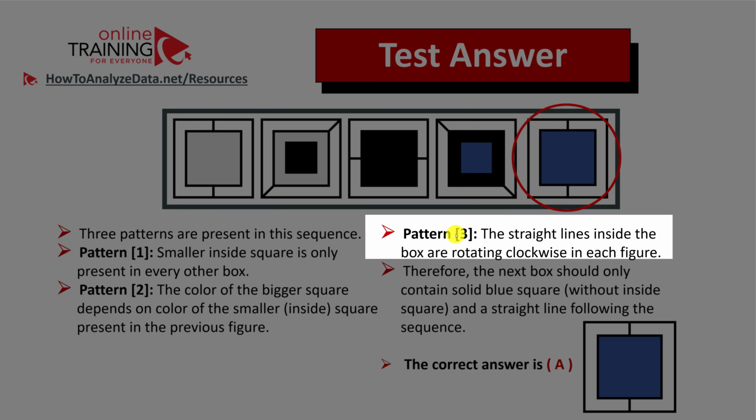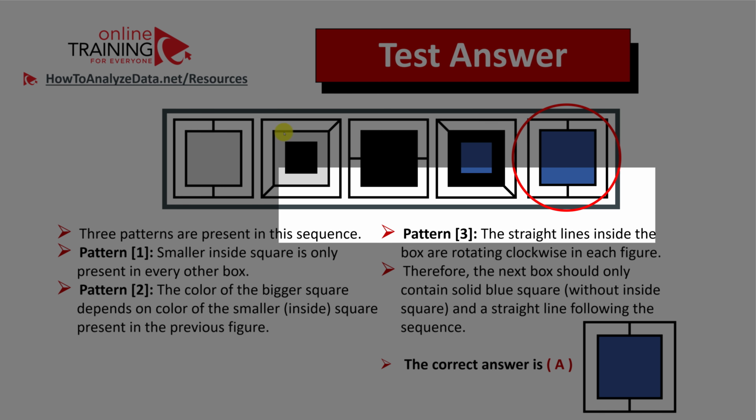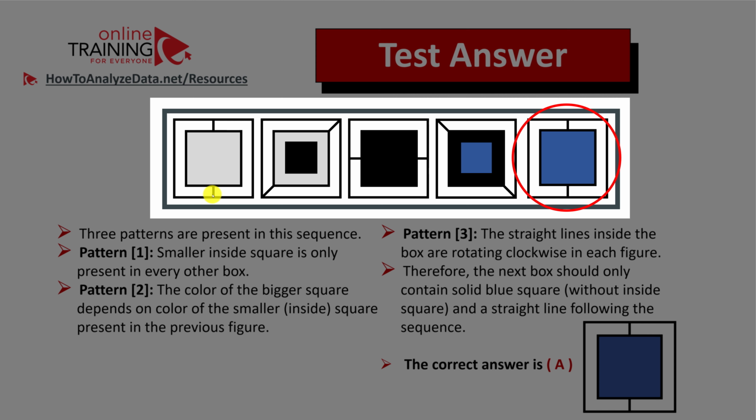Pattern number 3 is the pattern of straight lines, and you see that on the background there is a straight line here, and the straight line is present in every figure. If you look closely, you will see that the straight line rotates clockwise.